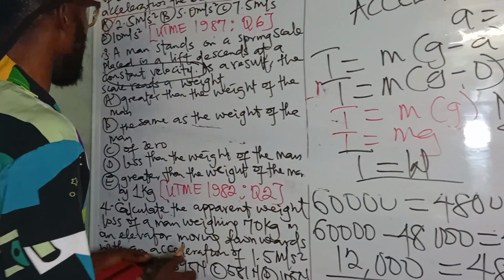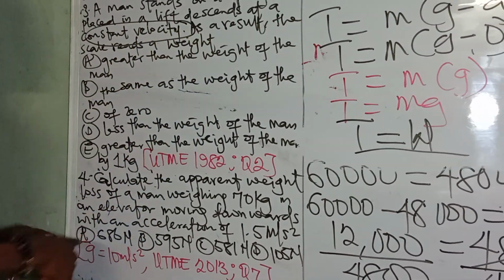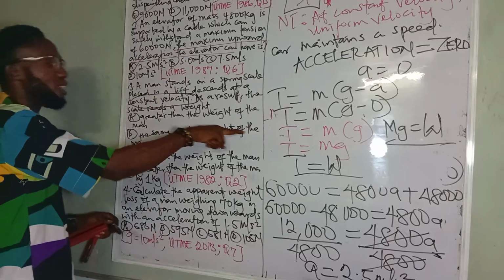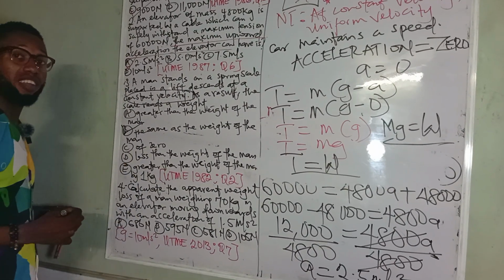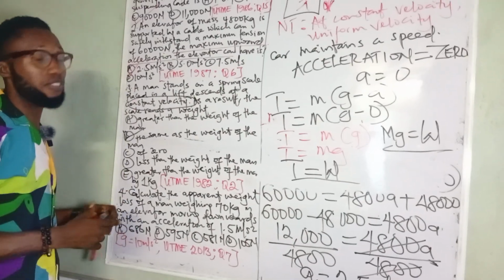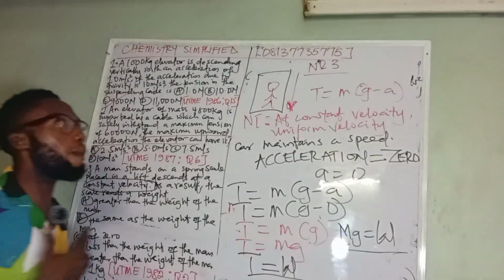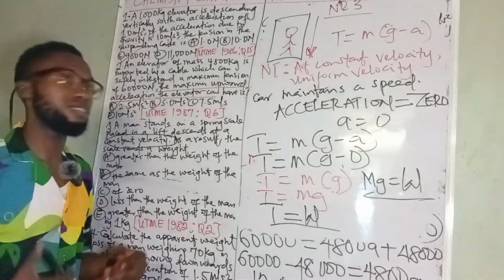So the correct answer there is what? It will have the same weight as the weight of the man. So the tension will reach the same weight as the weight of the man. So our option B is correct. Do you understand? Please, if you don't understand, make sure you go back to the explanation, watch it clearly, and jot down.